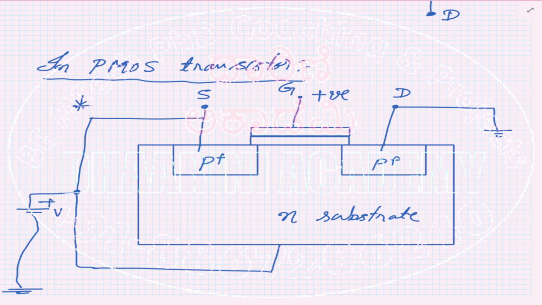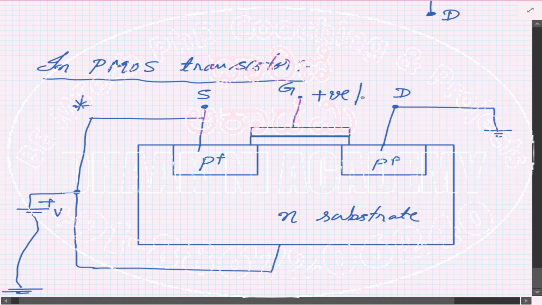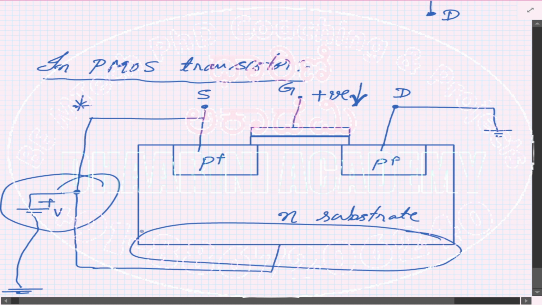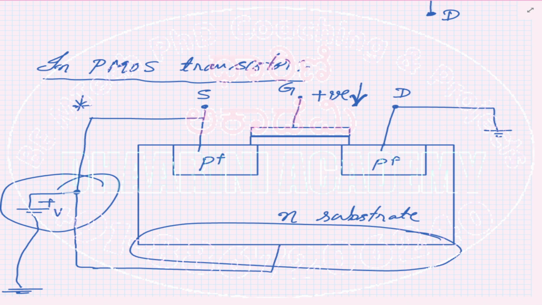Now I keep reducing this voltage. As you reduce this voltage, what happens on the other side? I have a bigger positive voltage, because gate voltage is reducing, which means there is a higher voltage on the other side of the device.